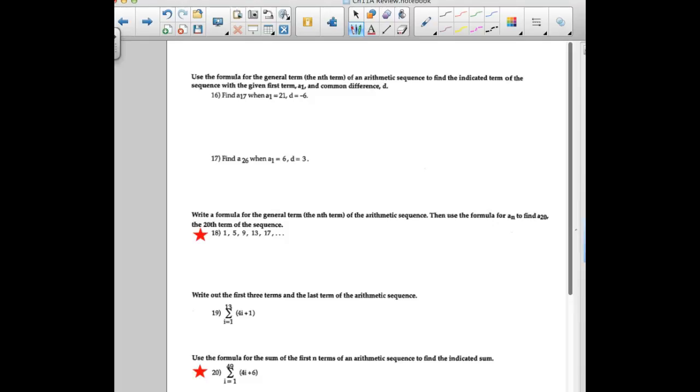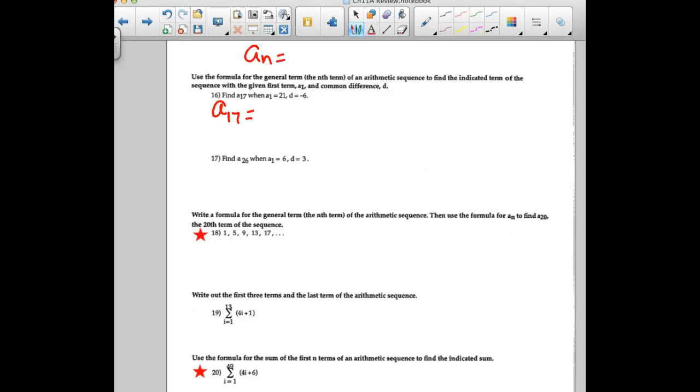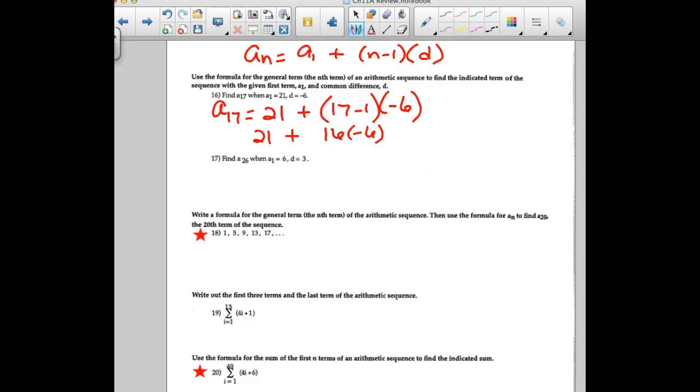Our first term is 21. Our common difference is negative 6. So to find a sub 17, we're going to use our formula that says take the first term, I'll write it out here, take the first term and add n minus 1 of our common differences to it. All right, so our first term is 21. We're going to add 17 minus 1, or 16, of our common differences of negative 6. So 21 plus 16 times negative 6, we should end up with negative 75.